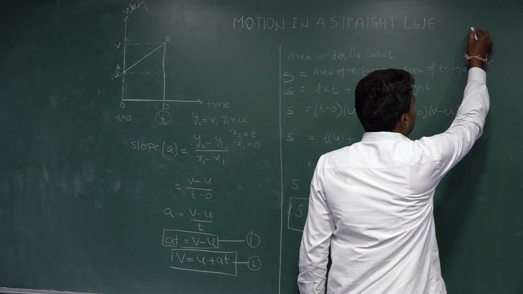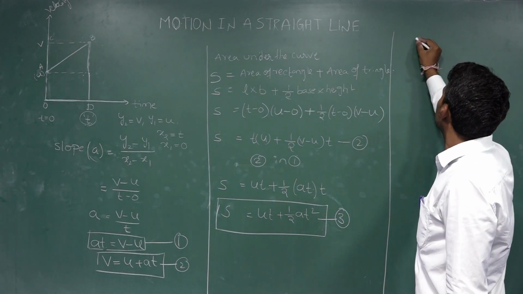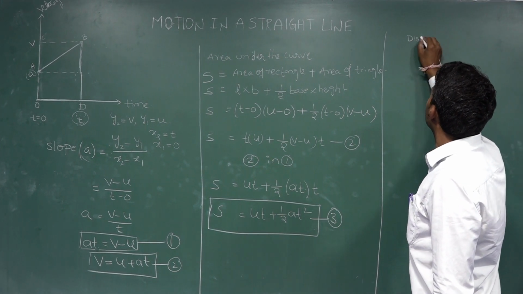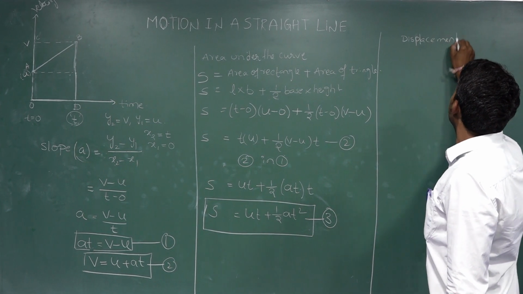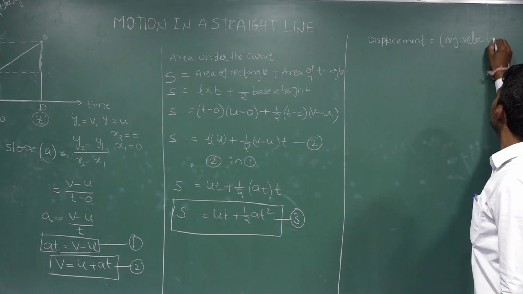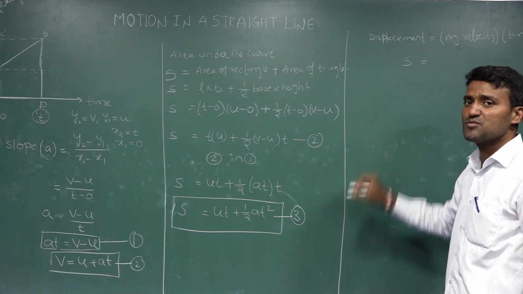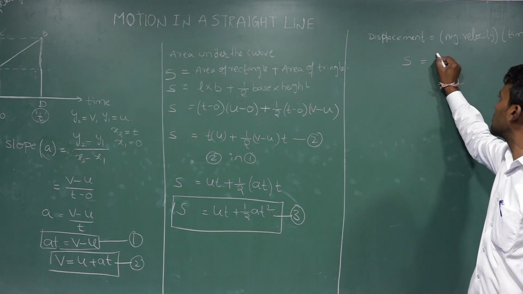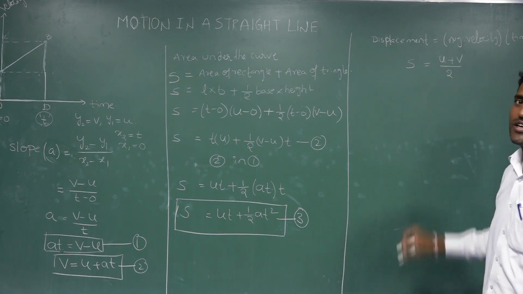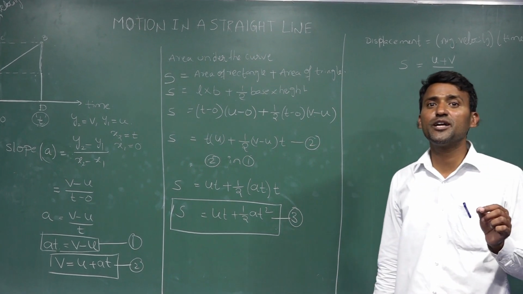And the third one: displacement is equal to average velocity into time. Displacement symbol is S. Average velocity is initial velocity plus final velocity divided by 2. Yes, we already proved this equation. The average velocity equation is v1 plus v2 divided by 2.